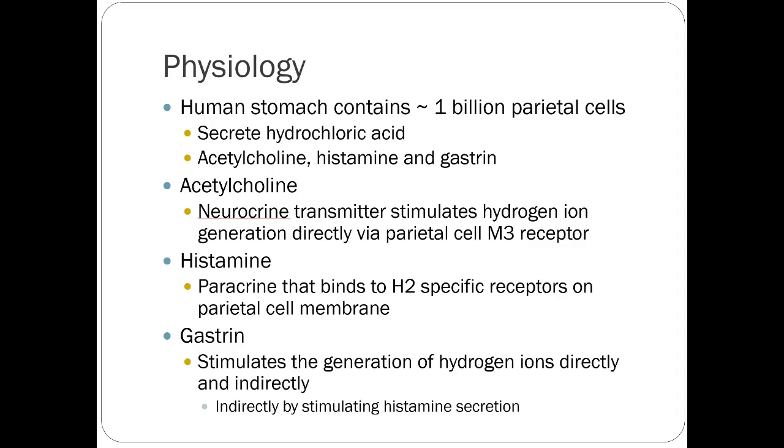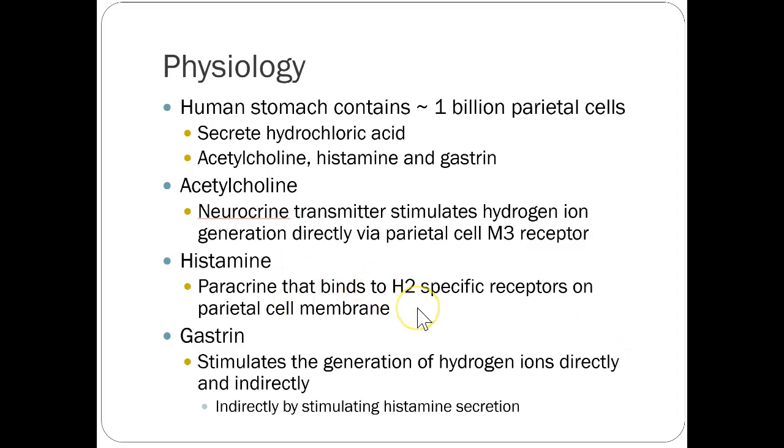The human stomach contains 1 billion parietal cells that secrete hydrochloric acid, and these are all pretty much regulated by three systems, or three neurocrine transmitters. So you have acetylcholine, histamine, and gastrin that all play a role. And the major drug that's going to affect any of these systems is going to be affecting histamine.